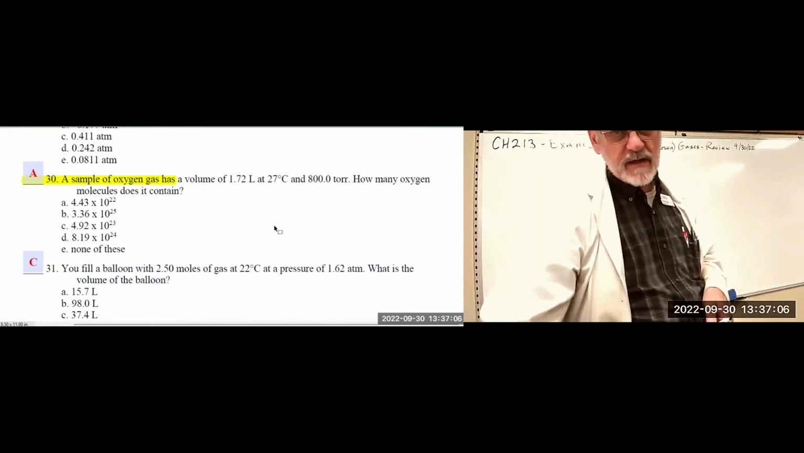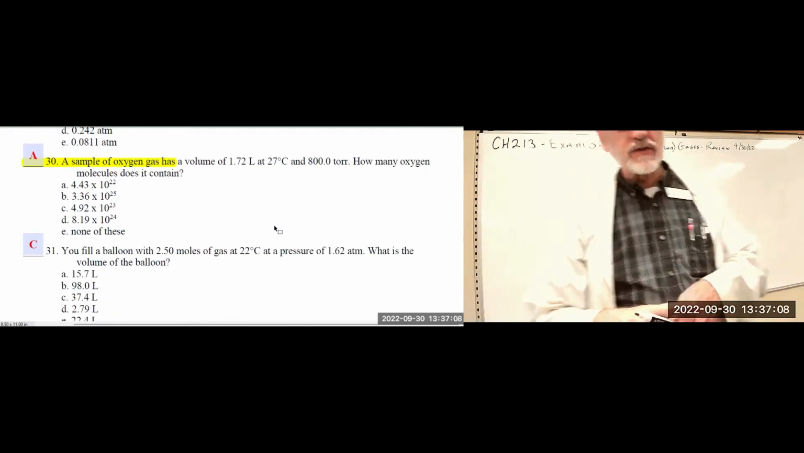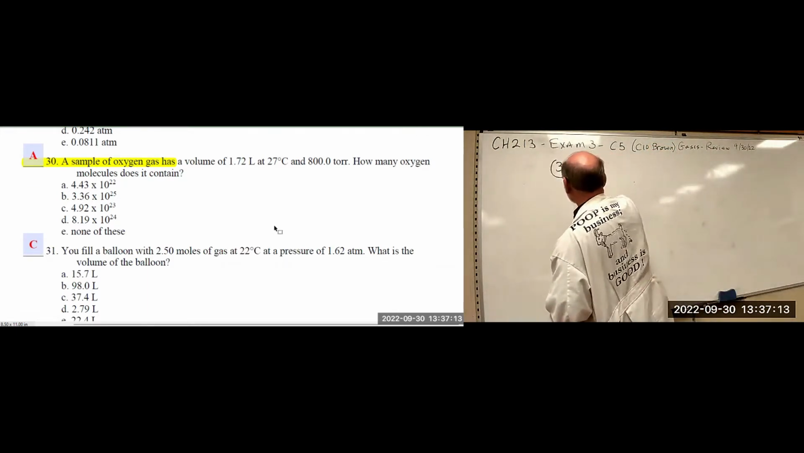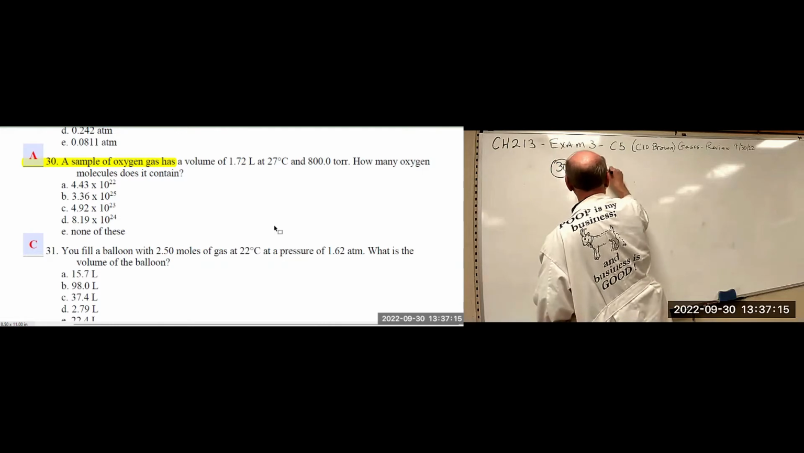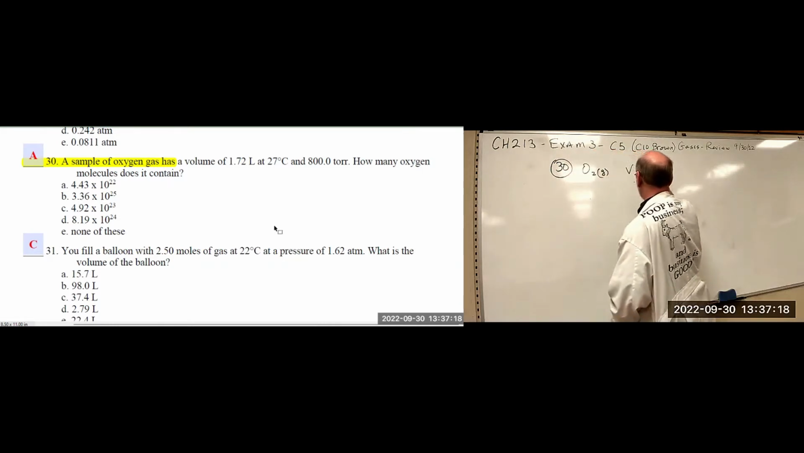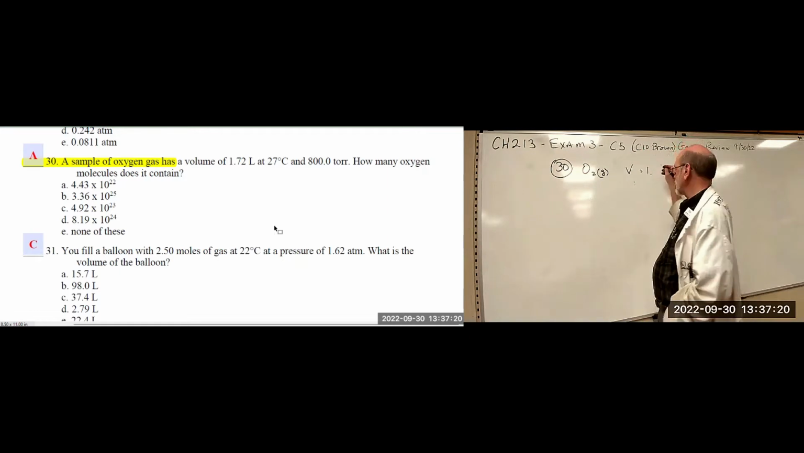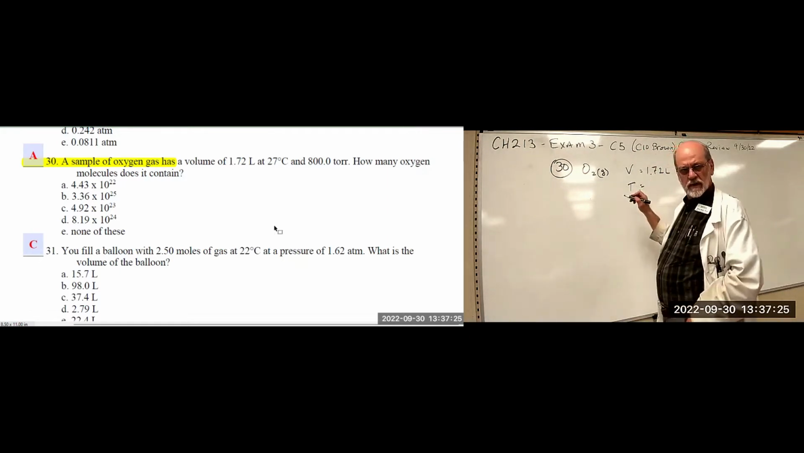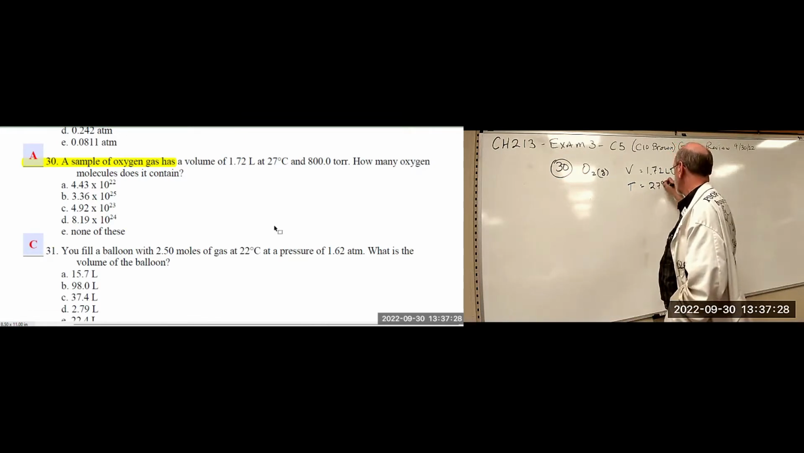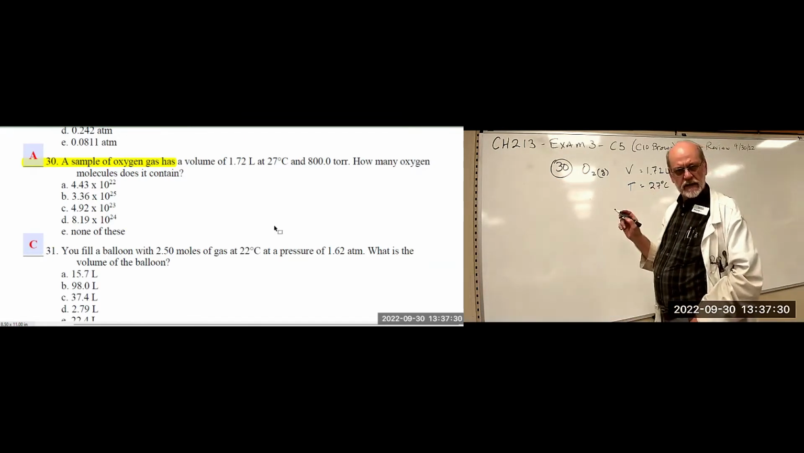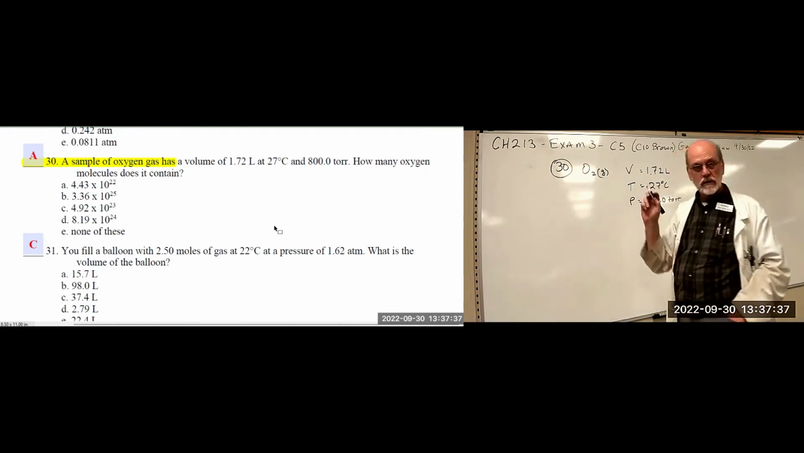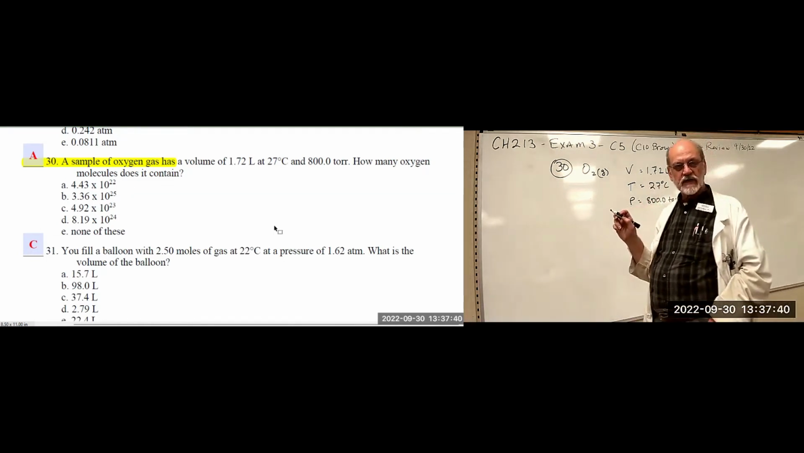All right, 30. A sample of oxygen has a volume of 1.72 liters at 27 degrees and 800 torr pressure. How many oxygen molecules does it contain?